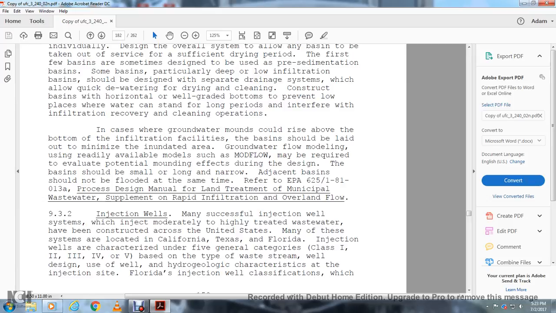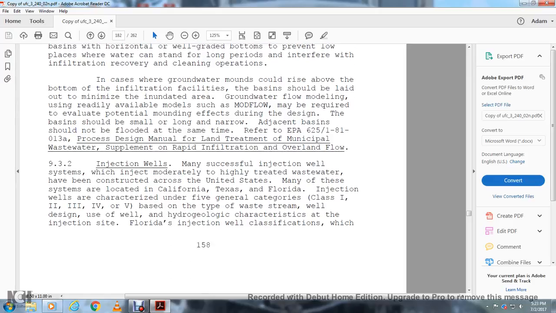The basins should be long and narrow. Adjacent basins should be flooded at the same time. Refer to the EPA 625/1-81-013A, Process Design Manual for Land Treatment of Municipal Wastewater, Supplement on Rapid Infiltration and Overland Flow.